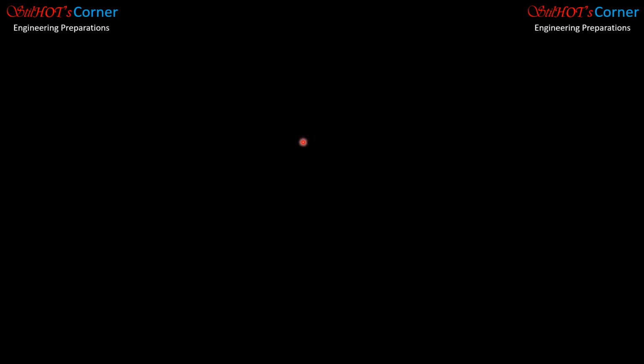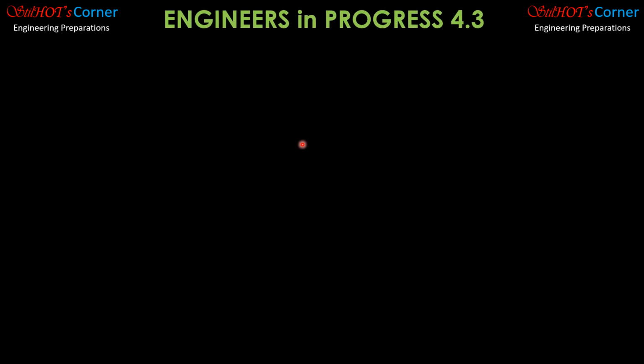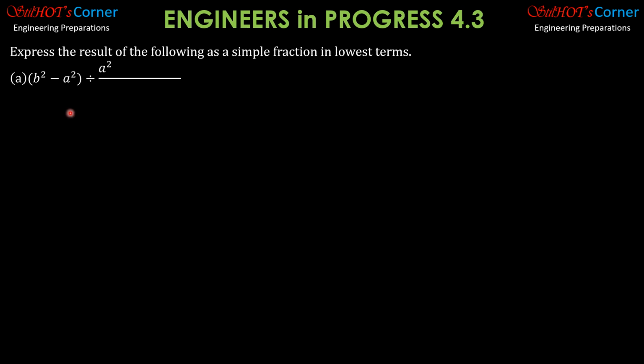So here is Engineers in Progress 4.3, still on fractions, so that you can simplify equations later that you will encounter in your different subjects in engineering. Express the result of the following as a simple fraction in lowest terms. The techniques here would be factoring and cancelling.